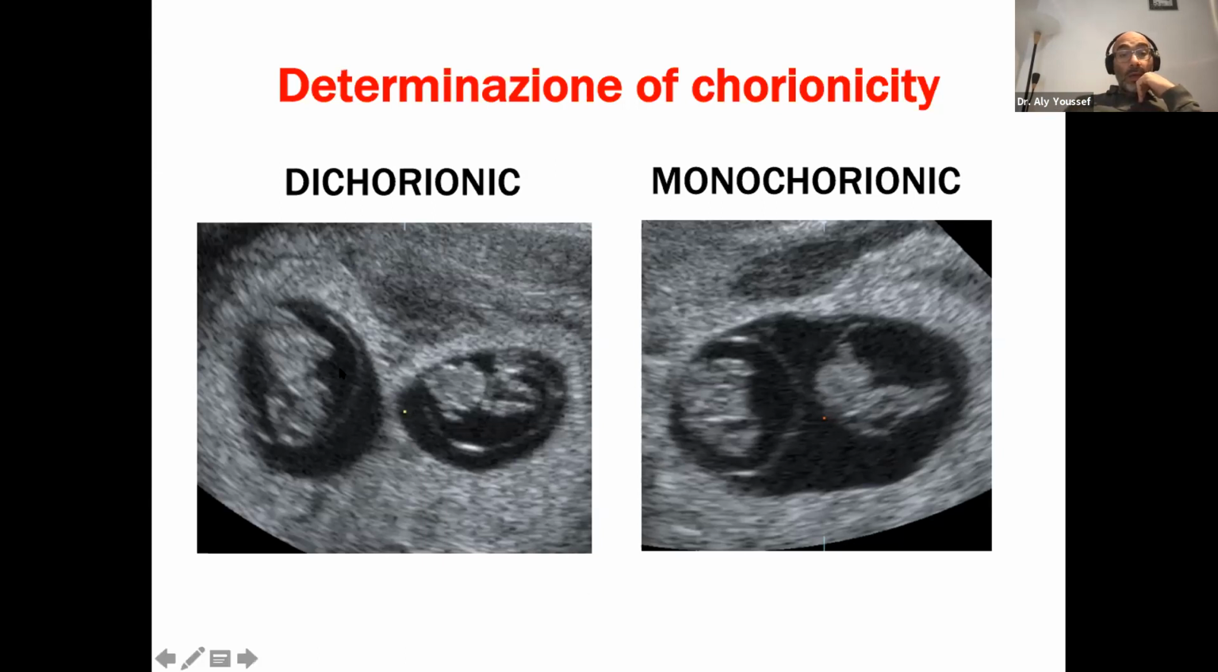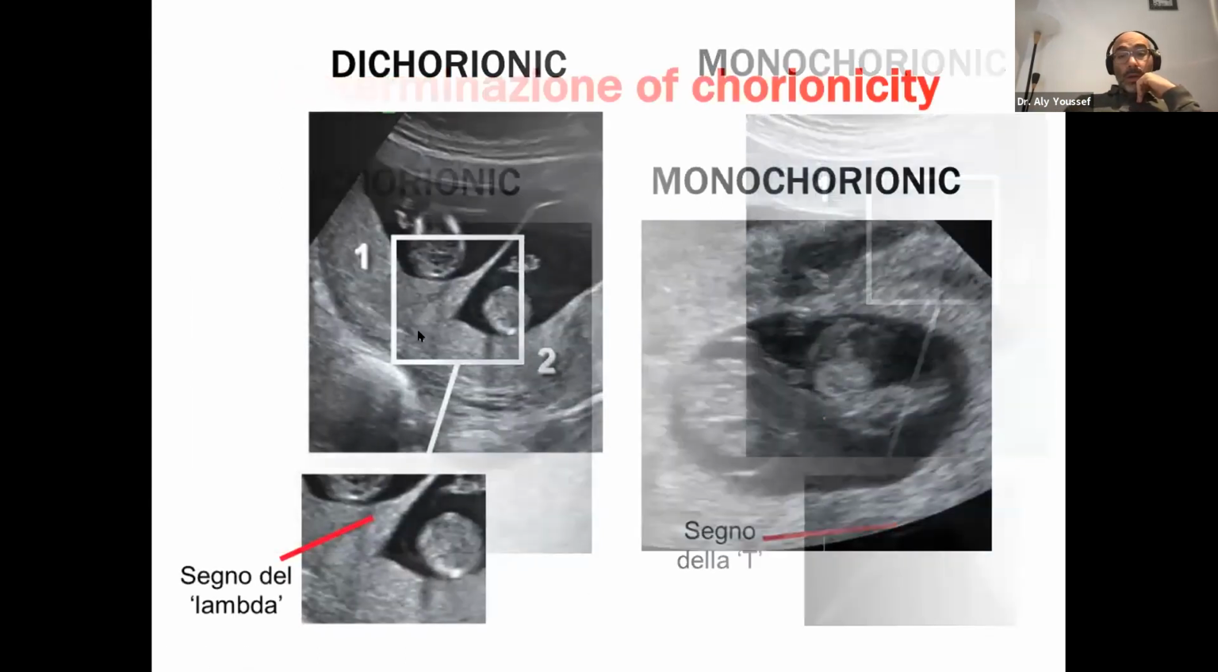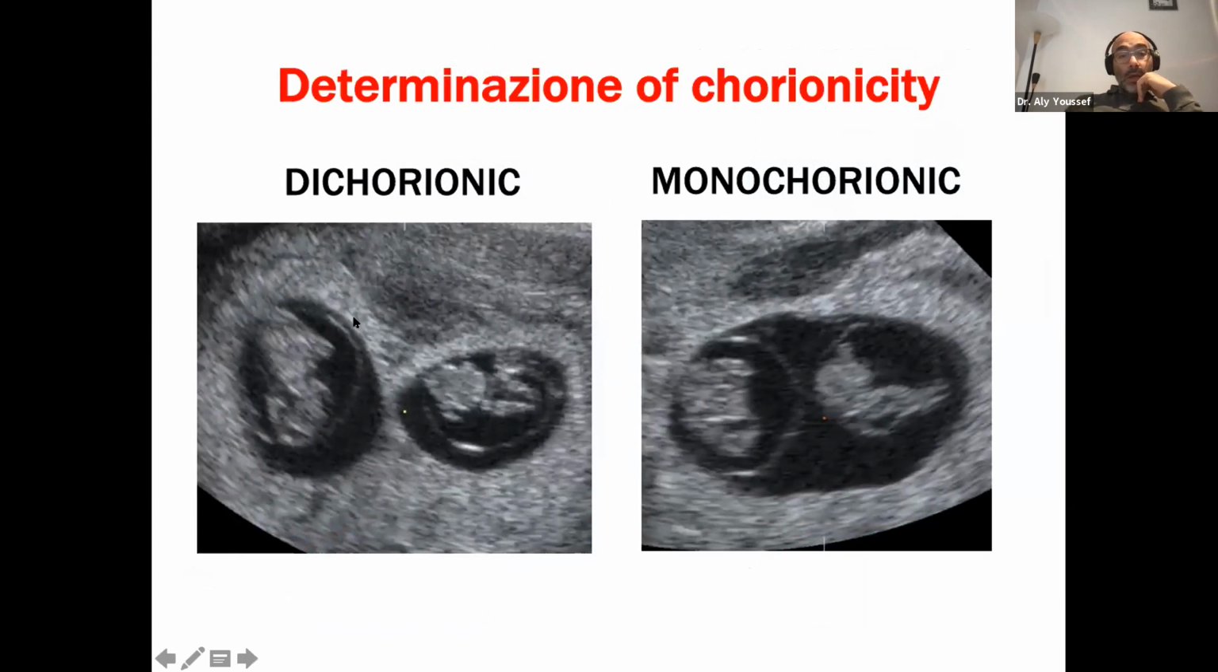So you can see on the left-hand side the very thick membrane between the two pregnancies, confirming a dichorionic twin pregnancy, whereas on our right-hand side we can find an empty membrane, so there is no placenta, there is no trophoblast separating the two sacs. So this is a diamniotic monochorionic pregnancy.